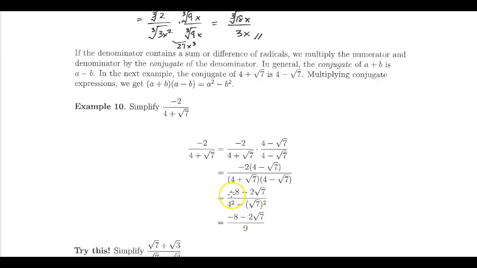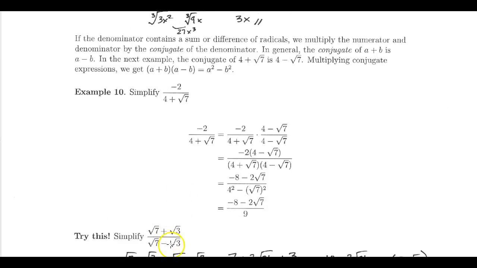So this simplifies to negative 8 plus, that should be a plus 2 root 7, because a negative times a negative is positive. So that should be a plus 2 root 7 over 9. So try this. The conjugate of root 7 minus root 3 is root 7 plus root 3. So you'll multiply the numerator and denominator by root 7 plus root 3. So try that out and then come back and check your work.